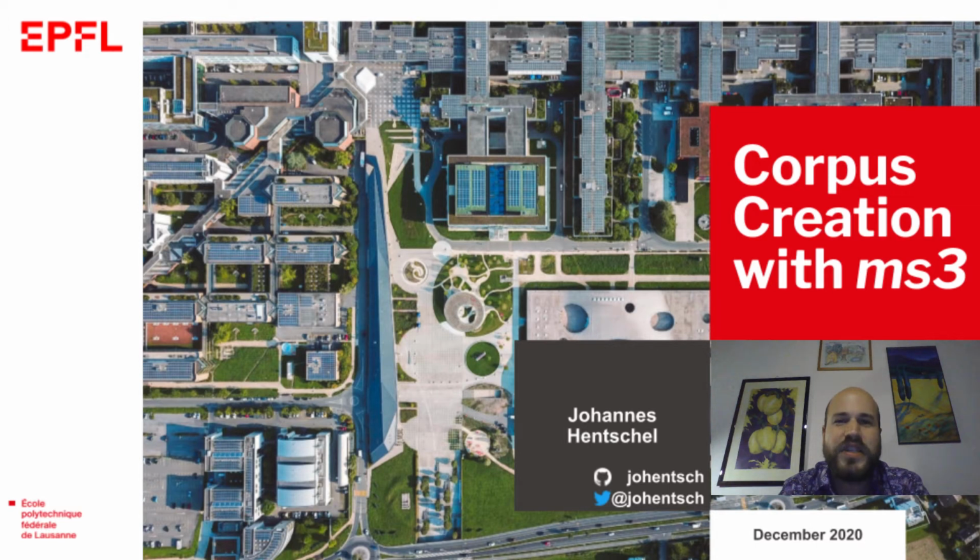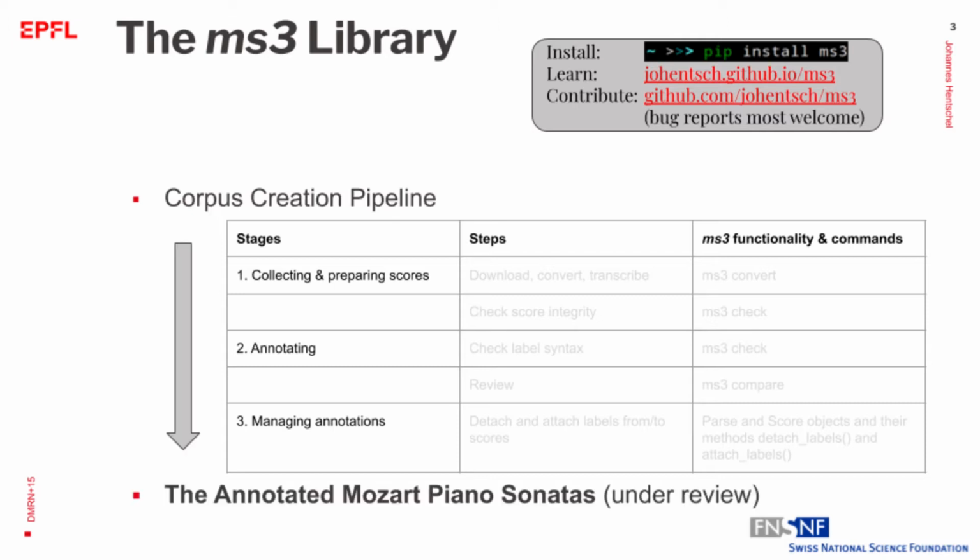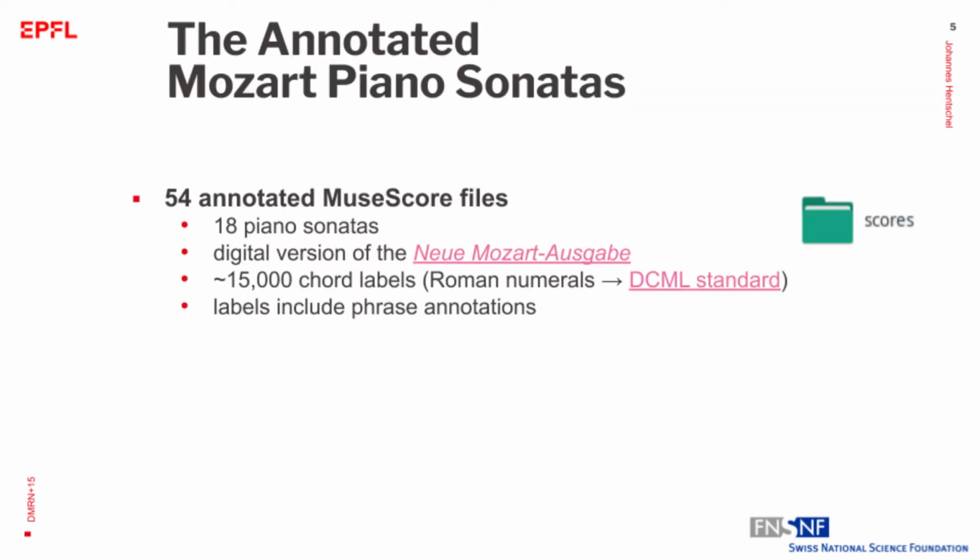Harmony over 3 Centuries. Today I want to present you with the Python library ms3 and how it can be used for creating and evaluating a corpus of annotated scores. As a running example, I will be using the annotated Mozart piano sonatas, which my colleague Markus Neuwirth and I have submitted for publication. The corpus in its final shape consists of a digital edition of the 18 piano sonatas as they appear in the Neue Mozart-Ausgabe.